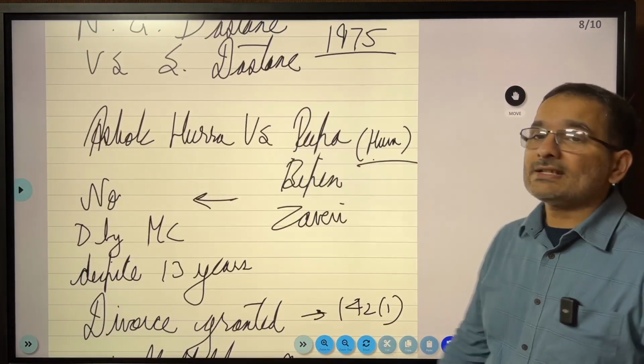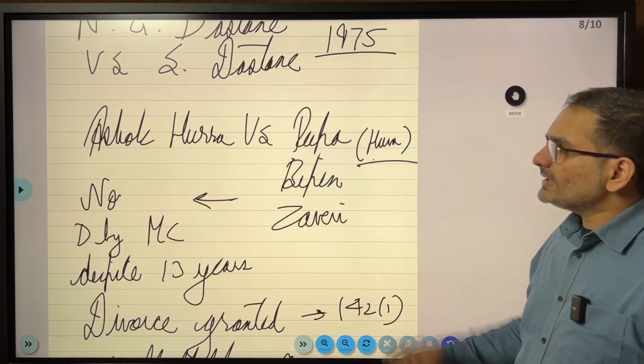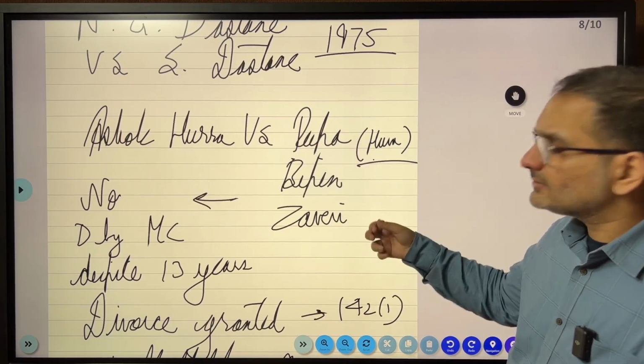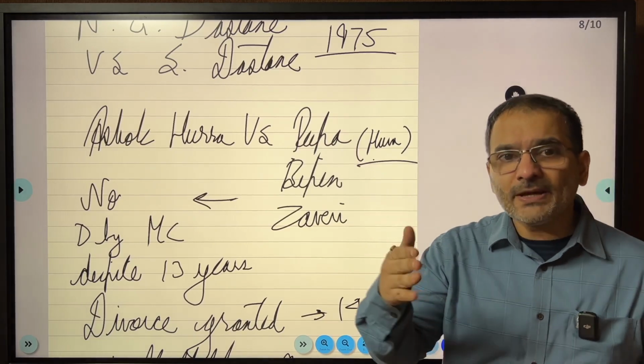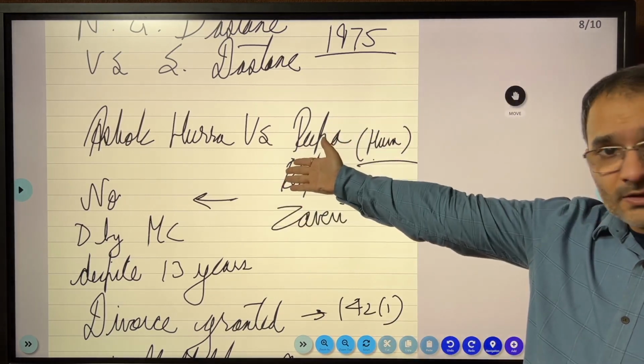Alright. Then another case law was referred to, Ashok Hurra versus Rupa Bipin Zaveri. In many places it is written as Rupa Hurra. Alright. Which case law gave rise to the curative petition? Curative over review, under Article 137. That's Ashok Hurra versus Rupa Hurra.